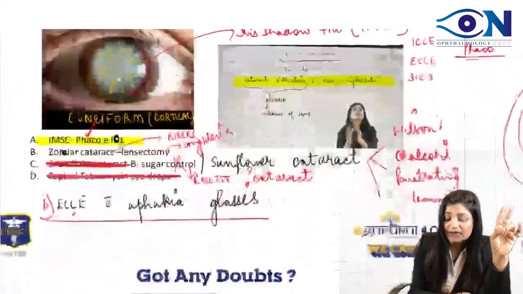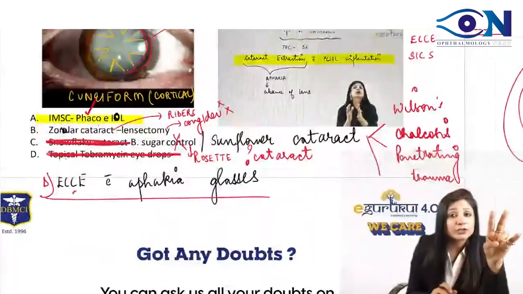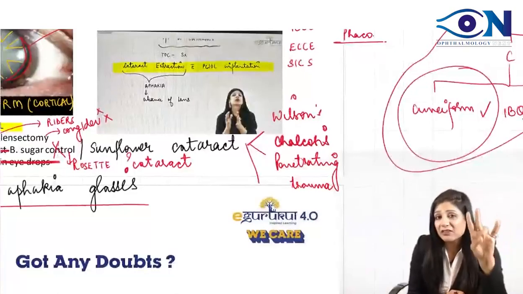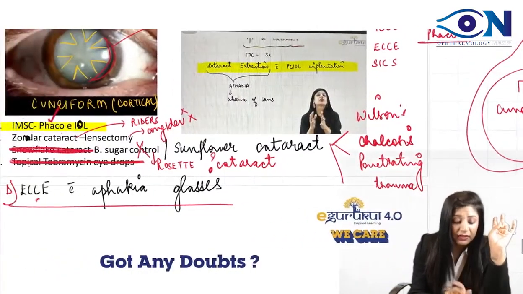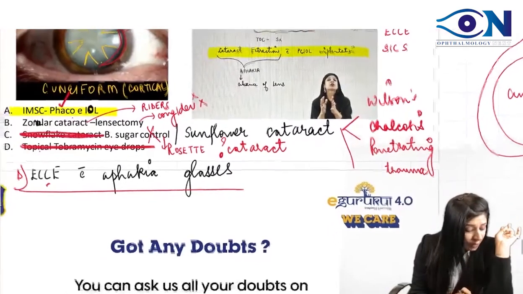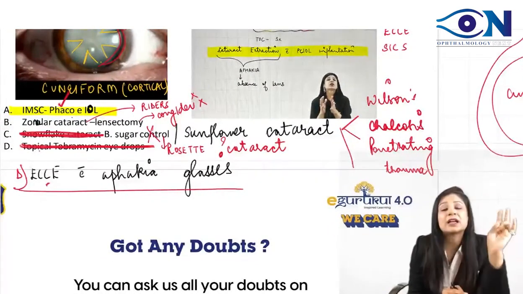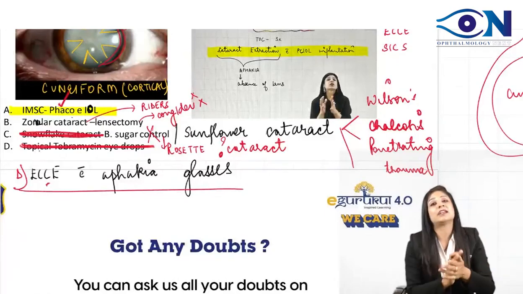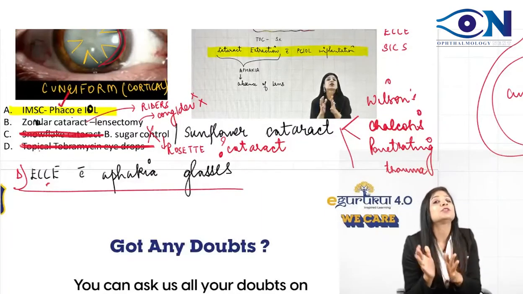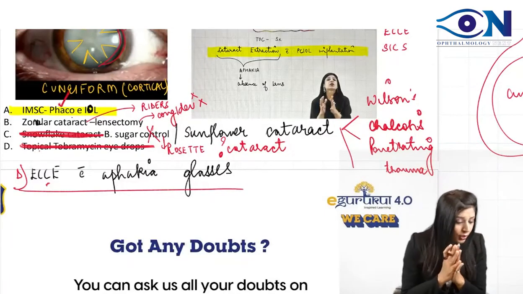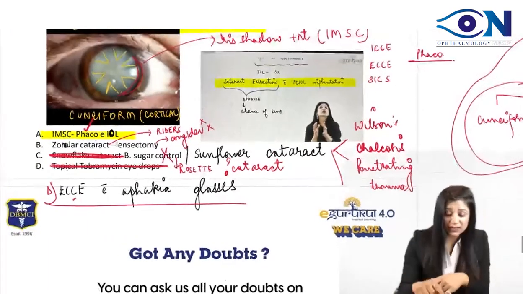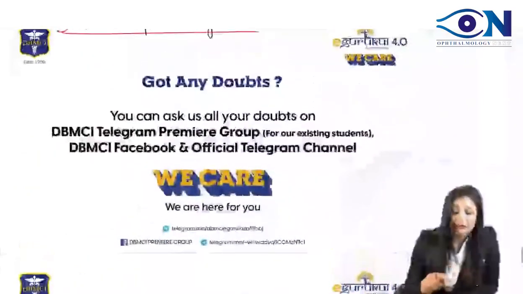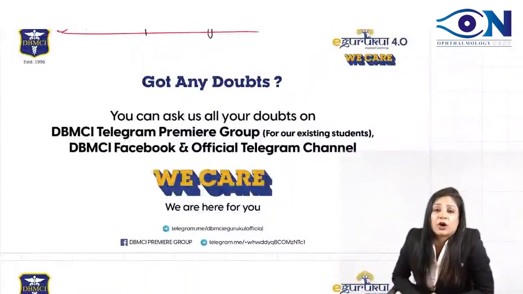Then if I talk about the sunflower cataract, you are not having any cause of sunflower cataract, because we are not having any Wilson's disease, chalcosis, or penetrating trauma. And then tobramycin eye drops. Tobramycin eye drops again will not be the answer, because eye drops is not the treatment for the cataract. So okay.